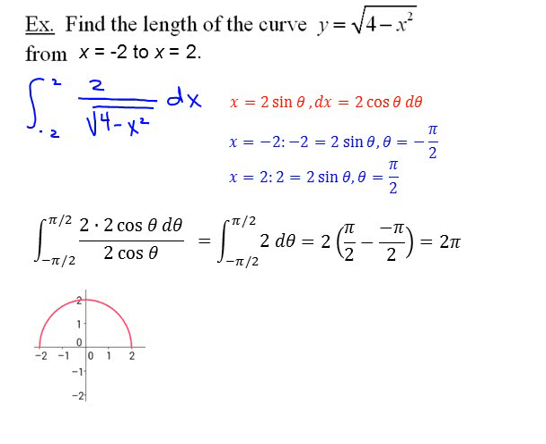Half of the circumference of a circle with radius 2 equals 1/2 times pi times 2 times the radius, which is 2. And this equals 2 pi. So we got the same answer.